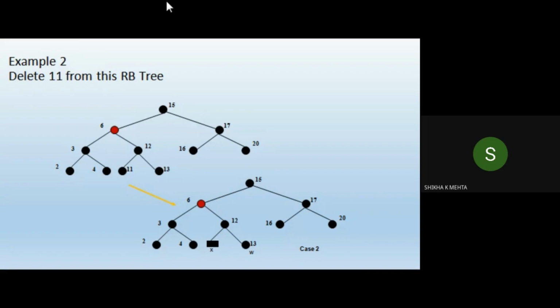So here we see a sibling whose color is black and whose both children, see 13, does 13 have any children? Can anyone tell? Is the node 13 having any children?